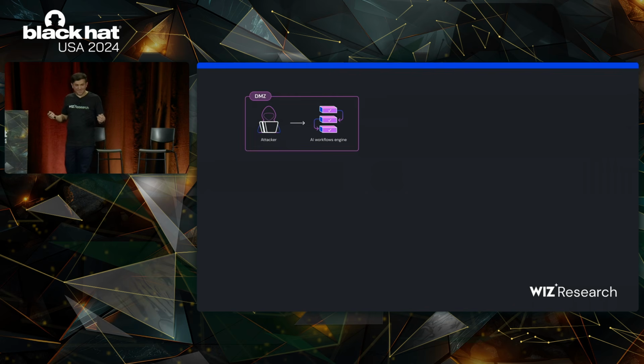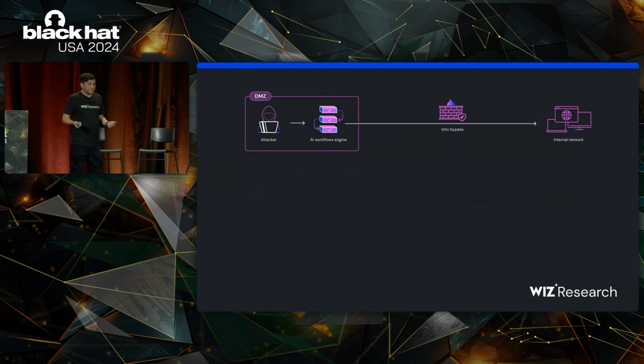So a recap, kind of overwhelming, quick recap of this attack. We basically started with legitimate privileges, gaining legitimate access to the AI workflows engine, which all happened within a DMZ, a closed sort of network.